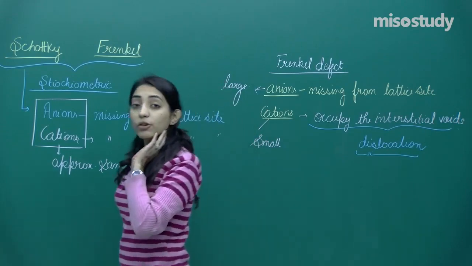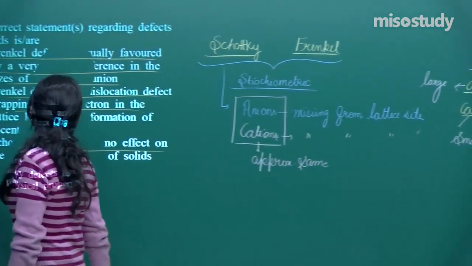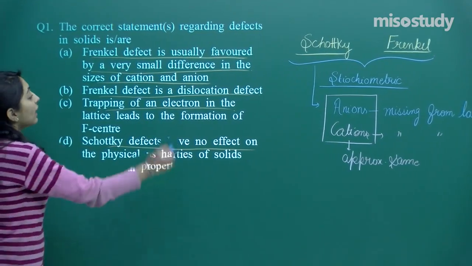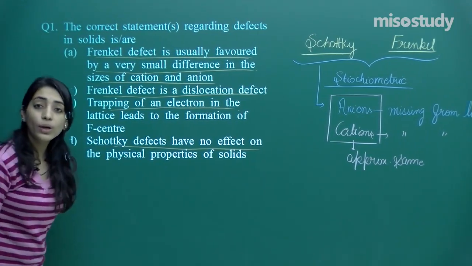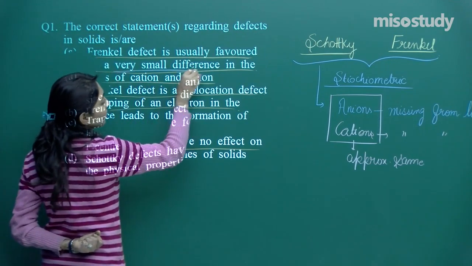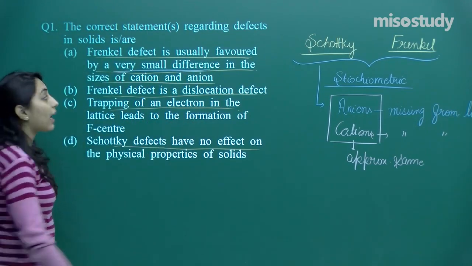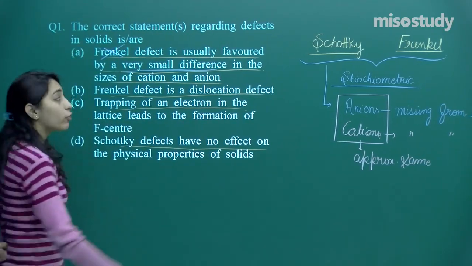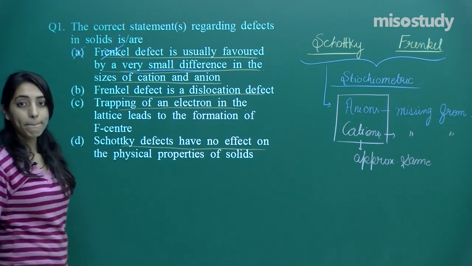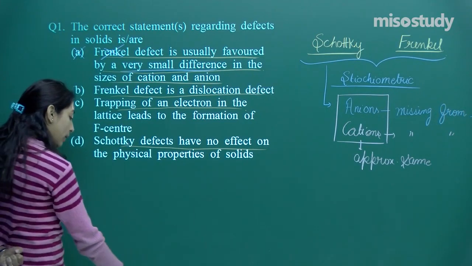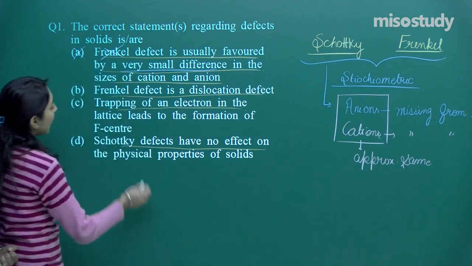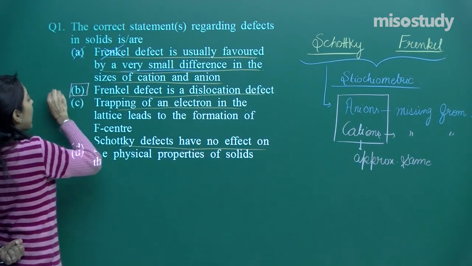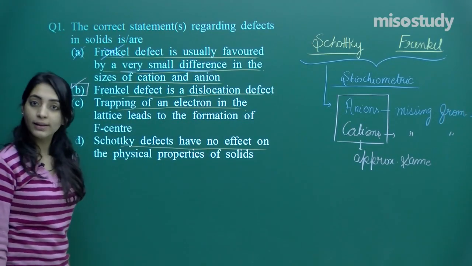Now let me come back and read the statements again. The first statement was Frenkel defect is usually favored by a small difference in the size of cations and anions. No. Whenever there is a very small difference in the size of cations and anions, then not the Frenkel but the Schottky defect is favored. So option number 1 is wrong. Moving on to option number 2. Option number 2 simply says that Frenkel defect is a dislocation defect, which just 2 minutes back I told you is a correct option.